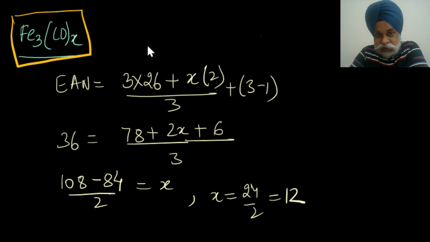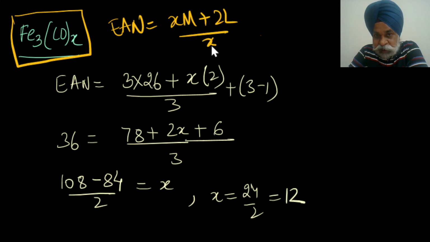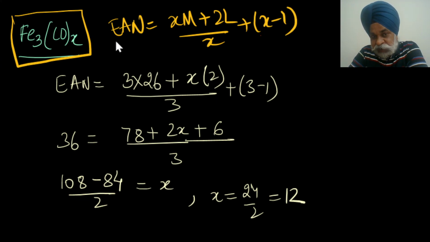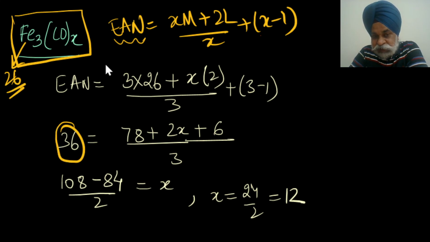My suggestion is to rely first on the formula for the metal carbonyls: Xm plus 2L upon X plus X minus 1. I'm considering the fact that the effective atomic number for a neutral metal carbonyl would be the one for that metal, the next noble gas around it. So iron is 26. The next noble gas we would reach is 36. So I have just taken it as 36 and placed it in the formula like the one we have already done.